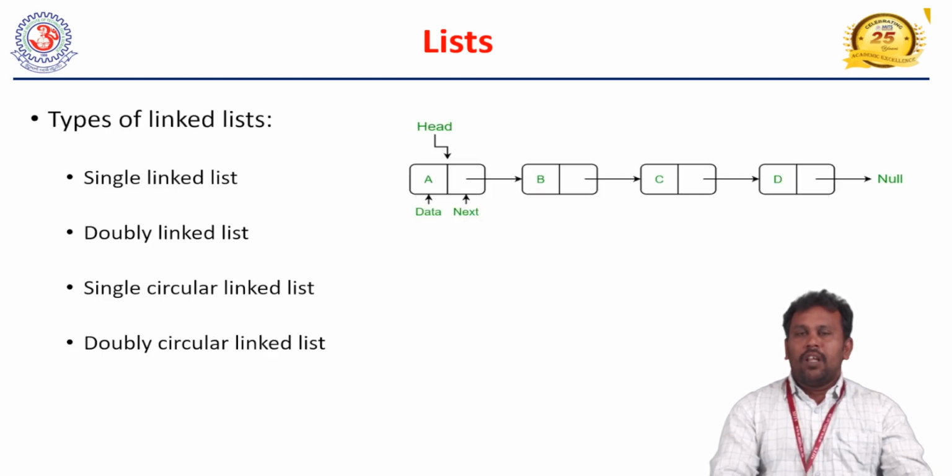Next, the linked list can be divided into four types: the single linked list, the double linked list, the single circular linked list, and the double circular linked list. As of now, we already know the linked list. First, we have the head, which is the first node of the linked list. A is the first node, B is the second node, C is the third node, and D is the last node. The next field of the last node contains the null symbol, which defines that it is the last node of the linked list. So this is a linked list.